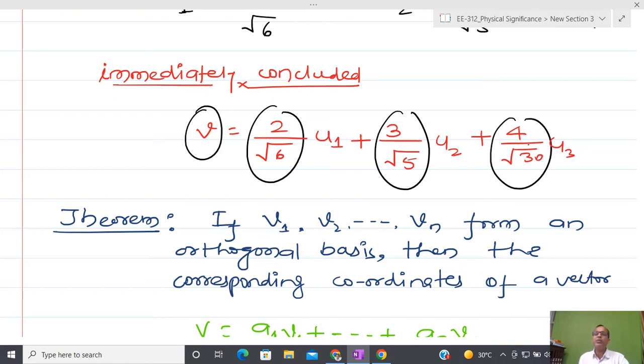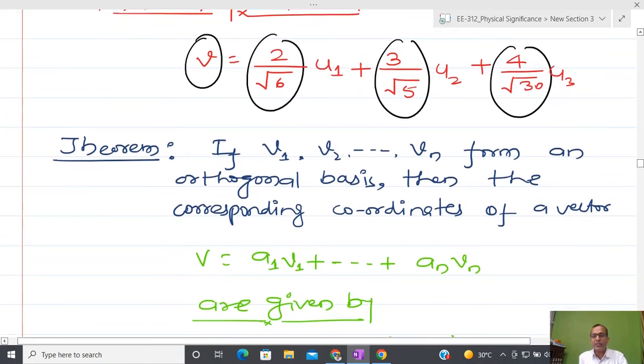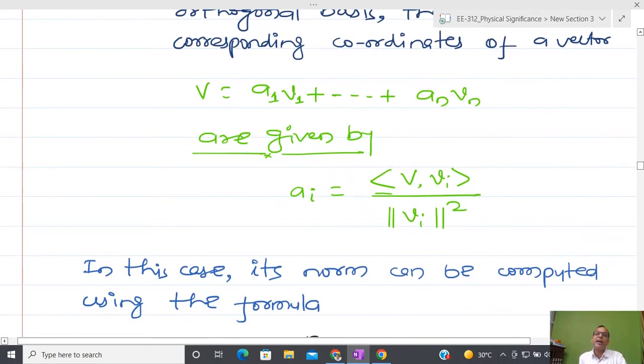Suppose I do not have an orthonormal basis. Orthonormal basis means the length of each element of the basis is also unity. Suppose that is not there, I have just an orthogonal basis. So then how to find the coordinate? It is possible to show that at that time also finding the coordinate is not very difficult.